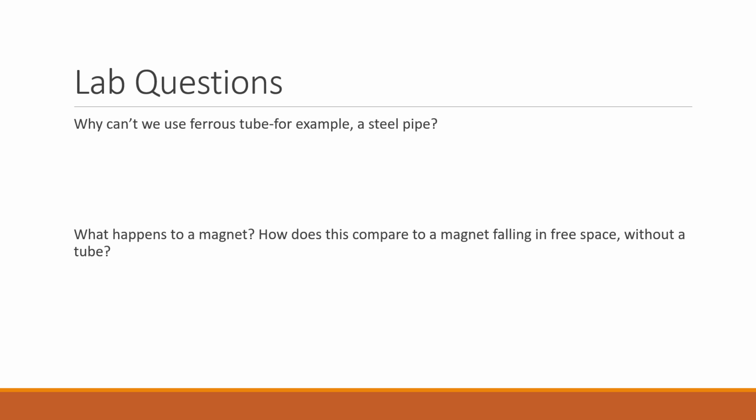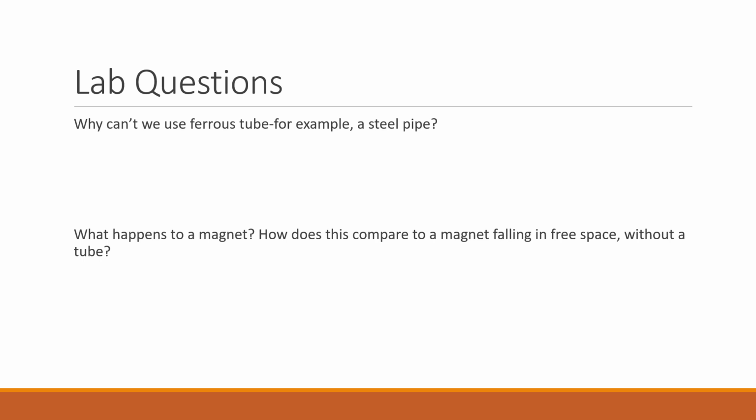The lab questions: why can't we use a ferrous tube, for example, or a steel pipe? The new tube would have magnetic properties that would interfere with the magnetic force already produced, so that just wouldn't really work. And then it would interfere, so it wouldn't work as well.